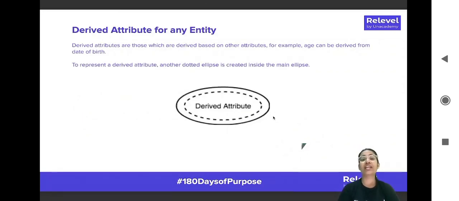Next, we've already talked about derived attributes. You remember we took the example of average age. To represent derived attributes, we basically use an ellipse, since an attribute is always in an ellipse, but if it's a derived attribute, you have to put a dotted ellipse. Derived attributes are those attributes which are derived from a simple or a composite attribute. For example, age is a derived attribute if date of birth is given to you. Age is not present in the database system, but since date of birth is present, from that you can derive age.